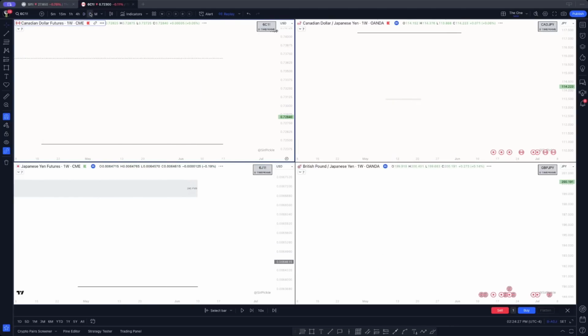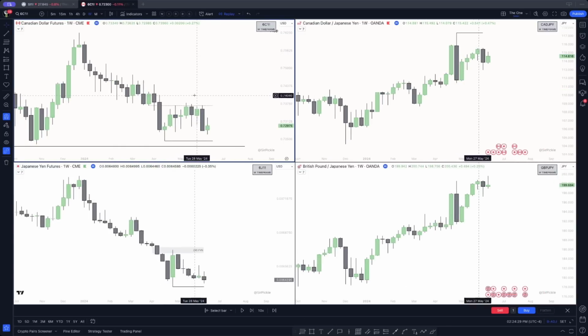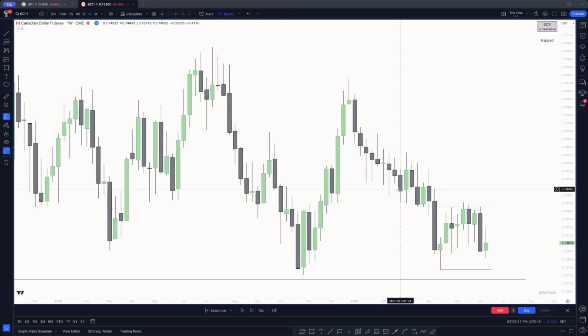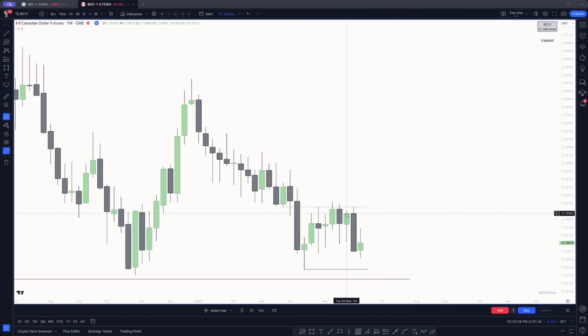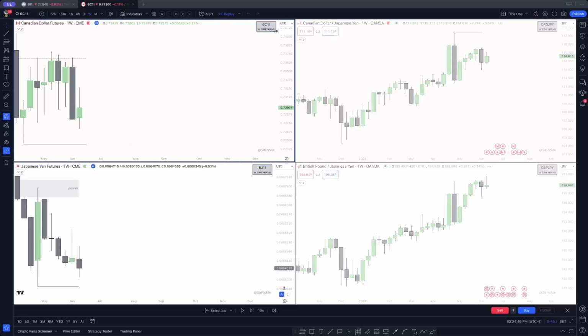If we go to the weekly charts right here, you'll notice that CAD, let me zoom into this right here, has a weekly reason to go lower, right? This order flow leg right here is pointing lower. This fair value gap with an order block right above it is pointing towards sell side liquidity right here. So CAD has been weak and has a sell side draw.